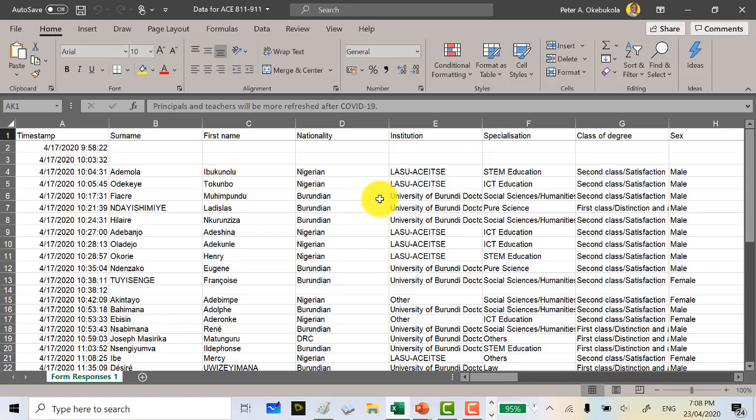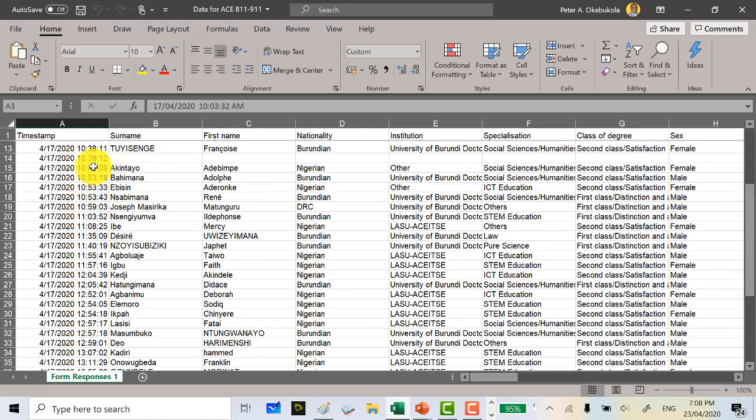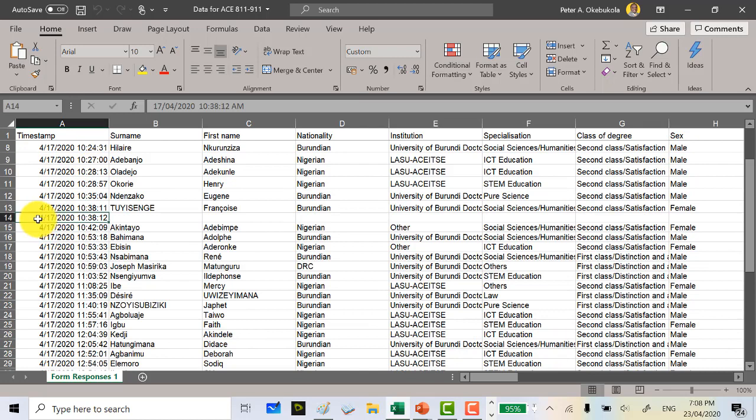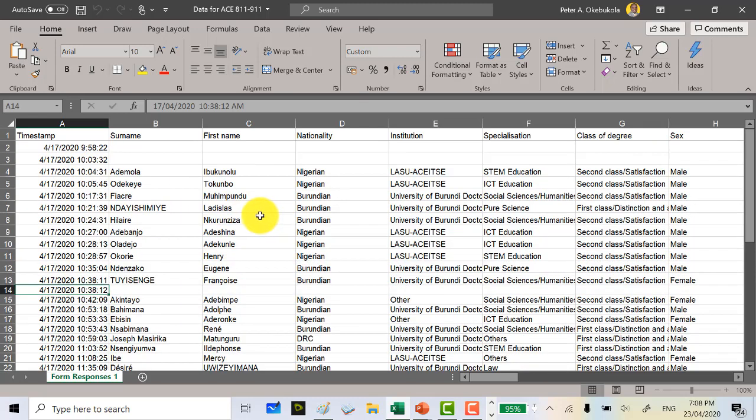So here we are with the data. As you can see, entry number 1 in this row is blank. This other one is blank. This row 3 is also blank, and then this row 14 is blank. We'll be cleaning our data later, but what is interesting for us to see is that we have surname, first name. You can see that they're all varying. They are not the same.